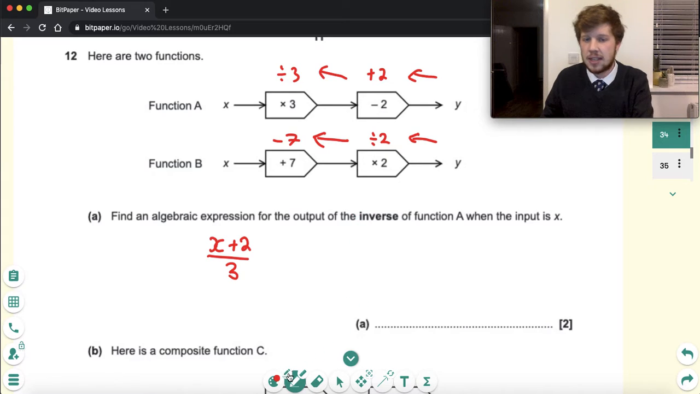It asks me to write an expression, so therefore I don't need it to be equal to anything. I don't need to say equals whatever the output would be. I could just leave it as this, as x plus 2 all over 3.